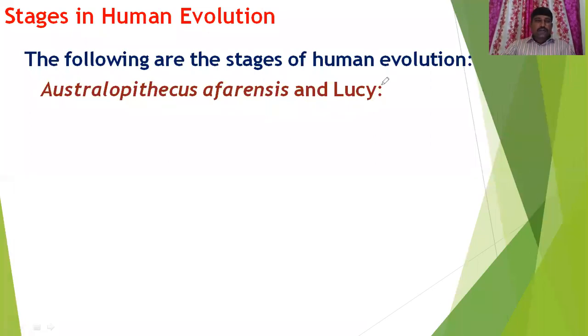Now, we focus on Australopithecus afarensis and Lucy. In Ethiopia, in the eastern part of Africa, there is a site known as Hadar, where several fossils of different animal species were found. Among these fossils was Australopithecus afarensis. In 1974, paleoanthropologists found an almost complete skeleton of one specimen of this species.